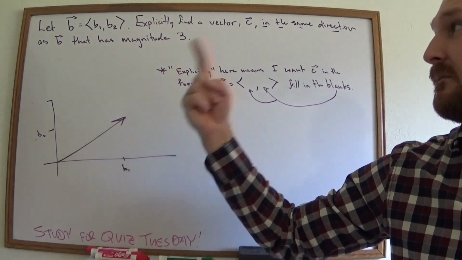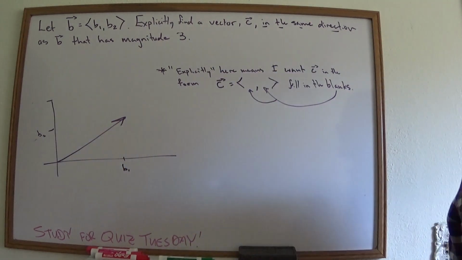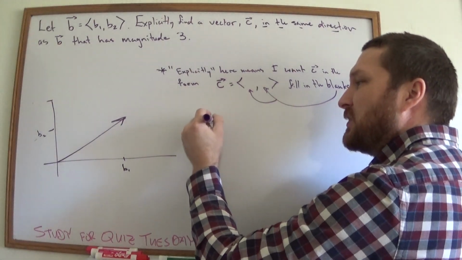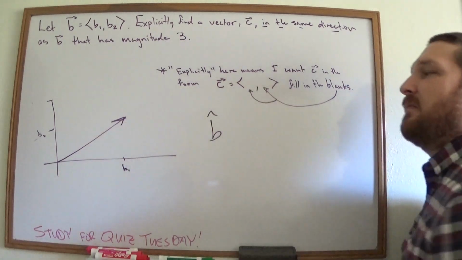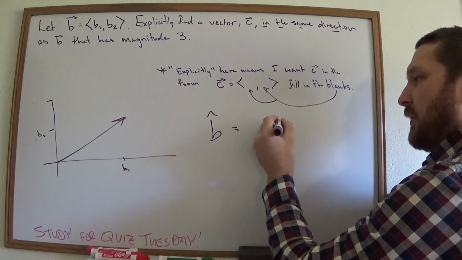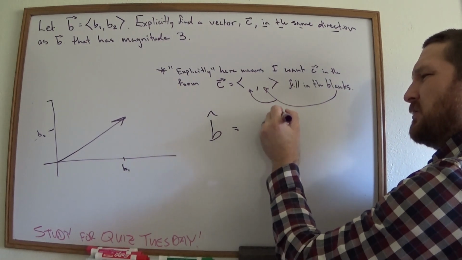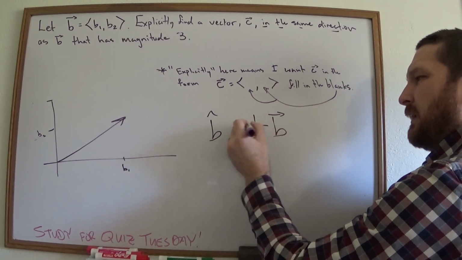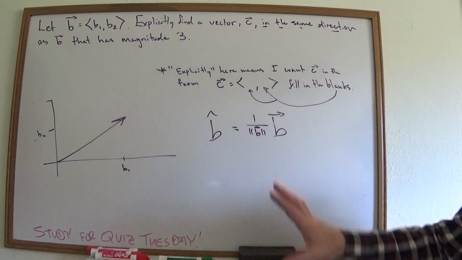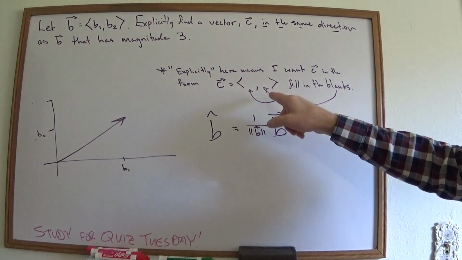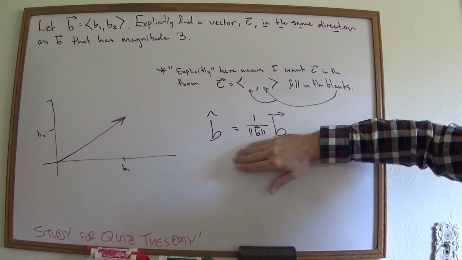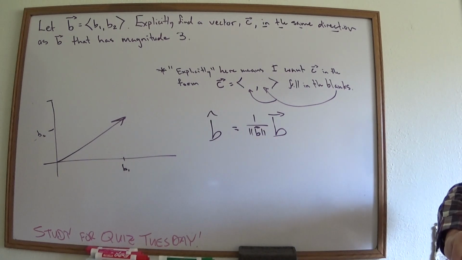So if we divide by the magnitude, there you go. That's the trick here. What we want to do is start with the unit vector in the direction of b. So we take our original b and divide it by the magnitude. Now, if I didn't say explicitly find a vector, in other words, if I'm looking for the actual components, this would be that. And then we'd take this and multiply it by 3.